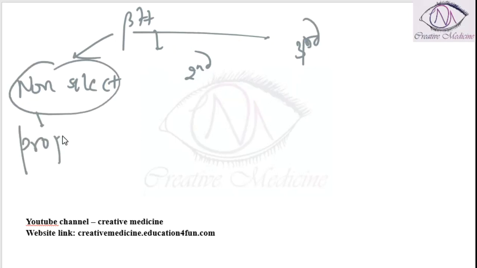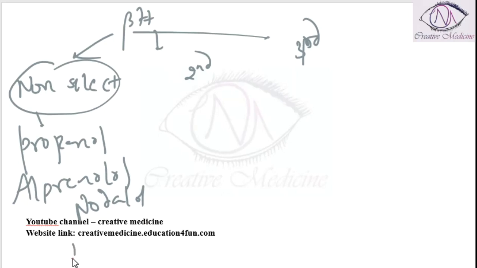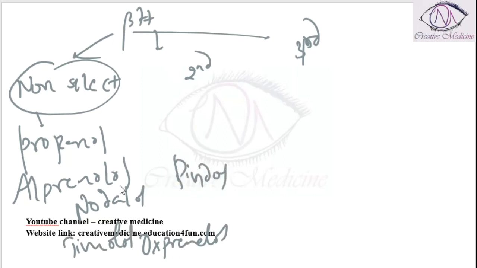Non-selective beta blockers include propranolol, alprenolol, nadolol, timolol, oxprenolol, and pindolol. Non-selective beta blockers are propranolol, alprenolol, nadolol, timolol, oxprenolol, and pindolol.